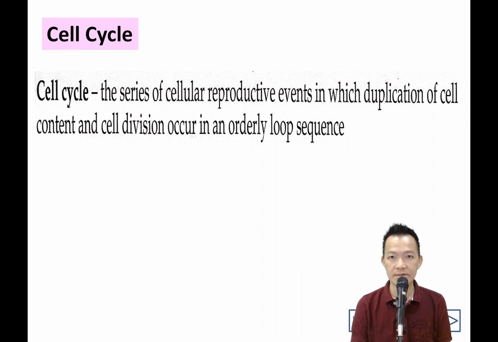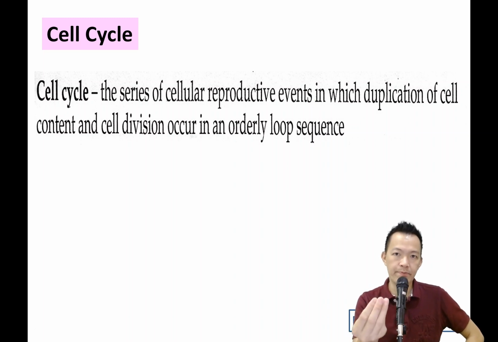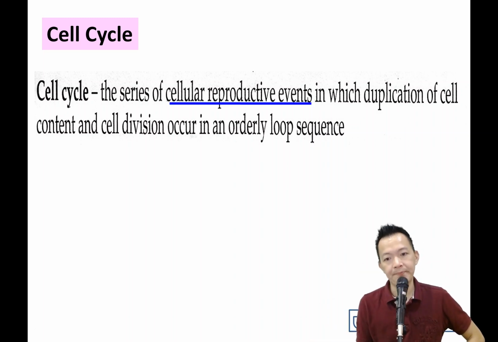Okay, cell cycle, 细胞的 cycle. What's meant by cell cycle? A series of cellular reproductive events. Cellular reproductive events, cell produce cells. Highlight: in which, duplication of the cell contents occurs. So the cell duplicates the contents inside.